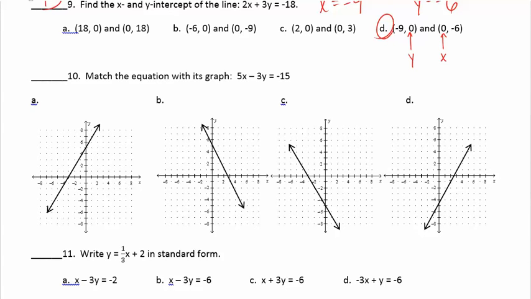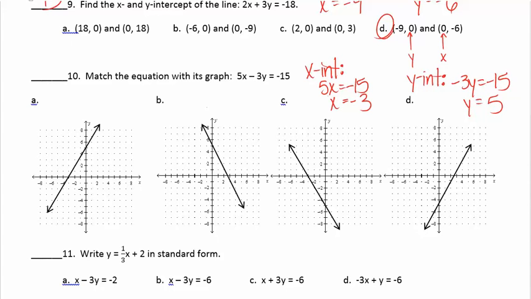intercepts. So the x-intercept, which again is found by making y 0, would be 5x equals negative 15, so x would equal negative 3. And the y-intercept is found again by making x 0, so you have negative 3y equals negative 15. Divide both sides by negative 3 and you get y equals 5. So you're looking for the graph that has an x-intercept of negative 3 and a y-intercept of positive 5. So that's letter A.